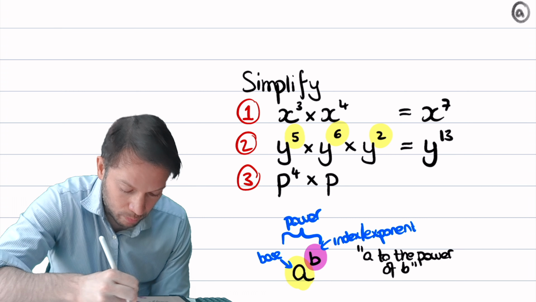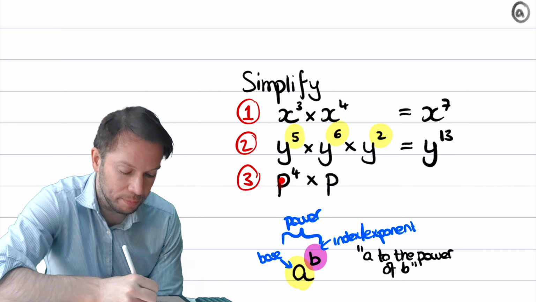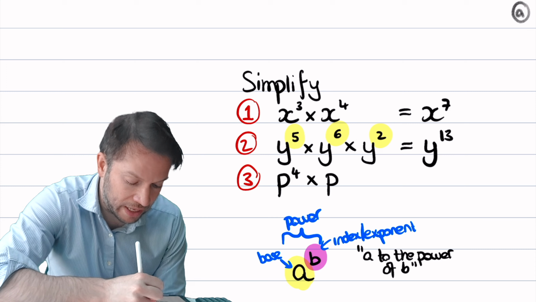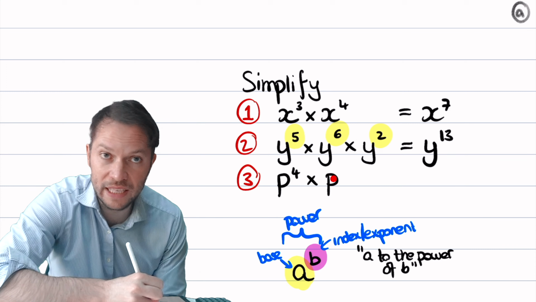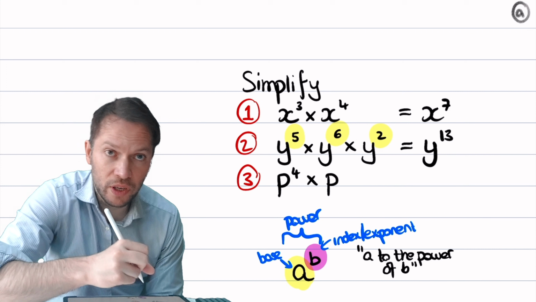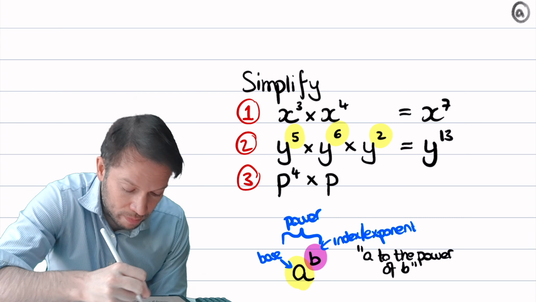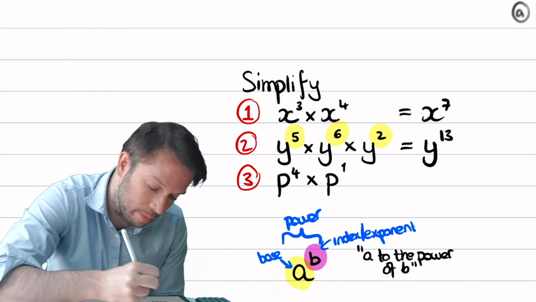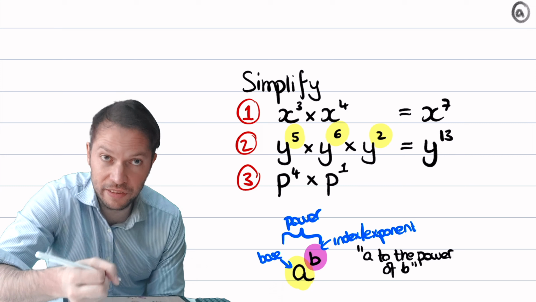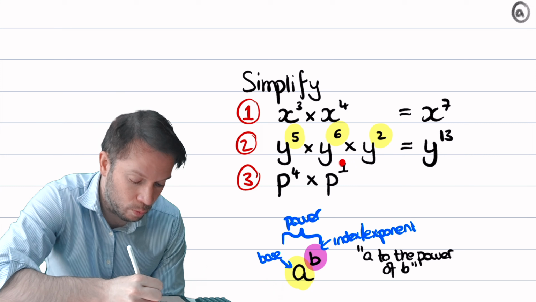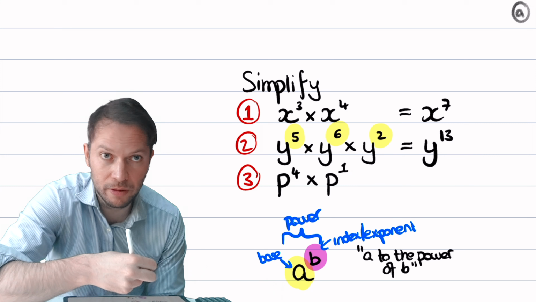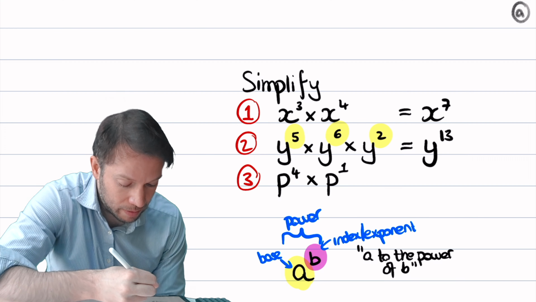Right, what about the next one? We've got p to the power of 4 times p. Now, this doesn't seem to be a power, it's just p on its own, it's not p to the power of something. But if you have something on its own without a power, you can make it to the power of 1. Because p to the power of 1 is the same as p, because that's basically saying we're multiplying 1 p together. Well, it's just p, right?